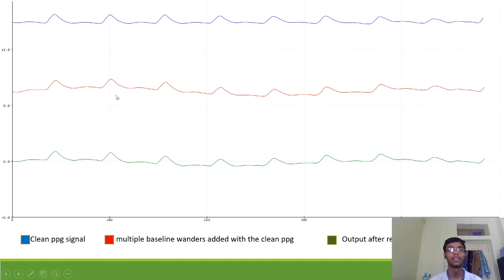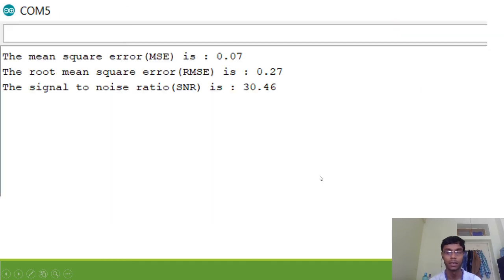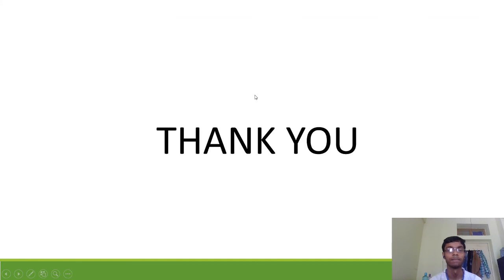As you can see, the blue one is the actual PPG signal. The red one is the added baseline. You can see the baseline coming down, and the green one again gives the PPG signal without any baseline wander. So I have got the mean square error around 0.07, the root mean square error around 0.27, and the signal to noise ratio is 30.46 dB. Thank you.